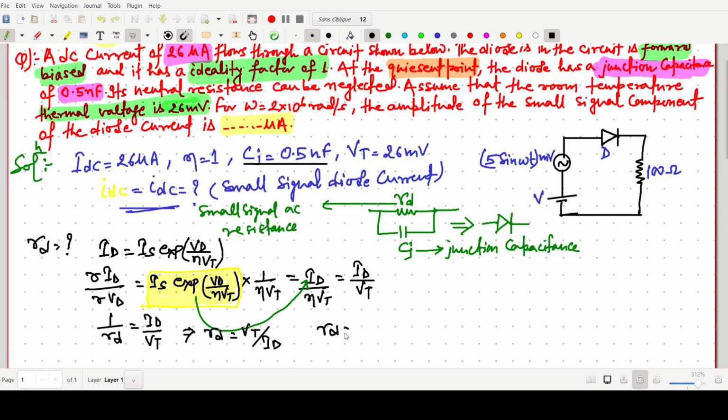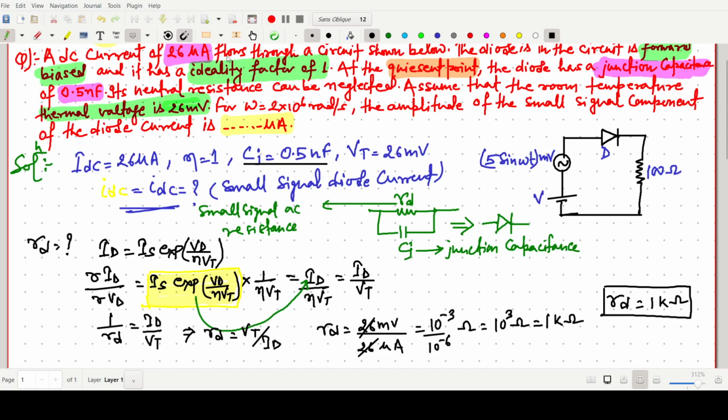So the Vt value is given as 26 millivolt, and the corresponding ID is also given. The DC current in the circuit is 26 microampere. So this 26 cancels out, and here we have 10 to the power minus 3 by 10 to the power minus 6, and the unit should be ohm. If we solve, it will give 10 to the power 3 ohm, or in general we can write 1 kilo ohm. So the rd value is known to us, that is our 1 kilo ohm.